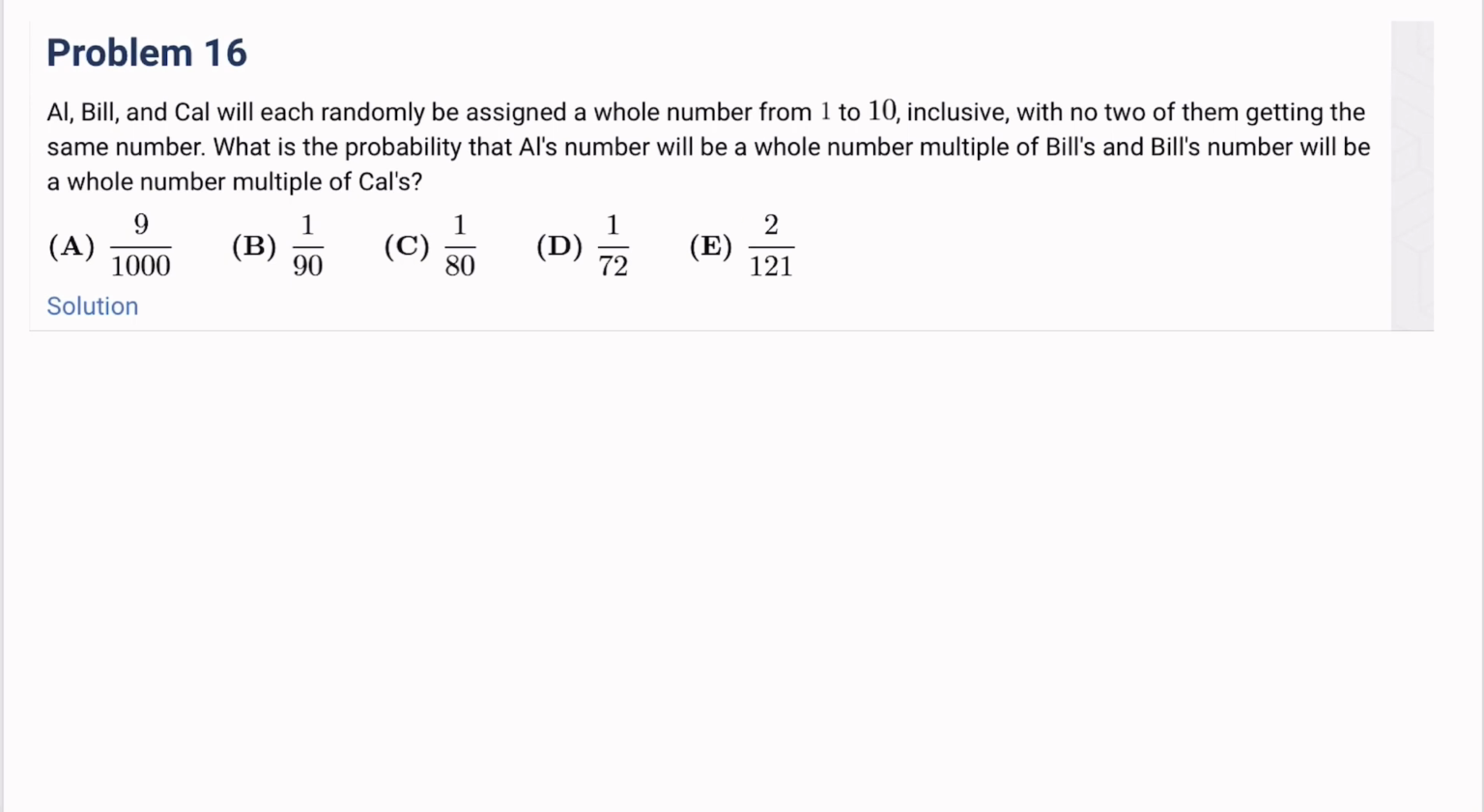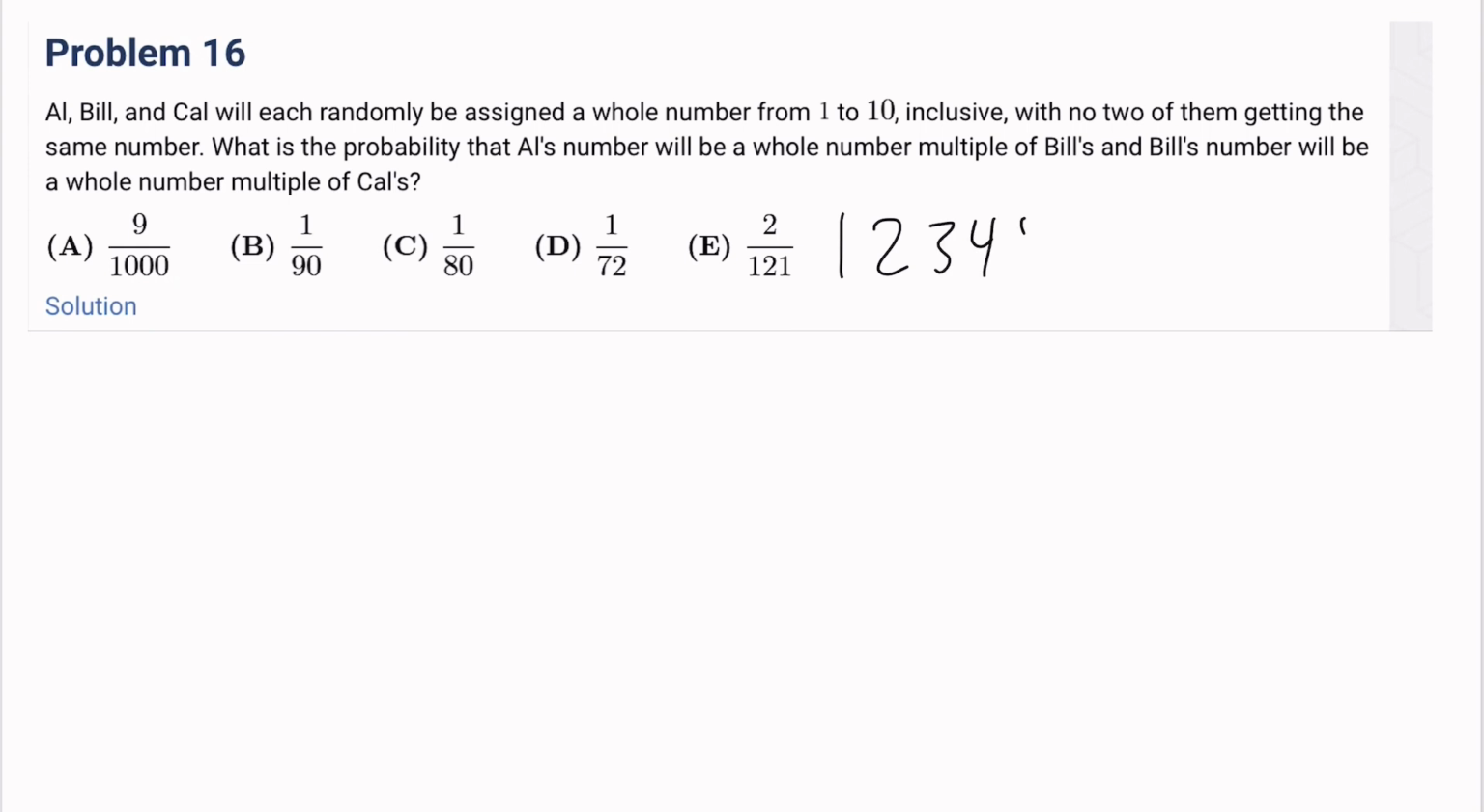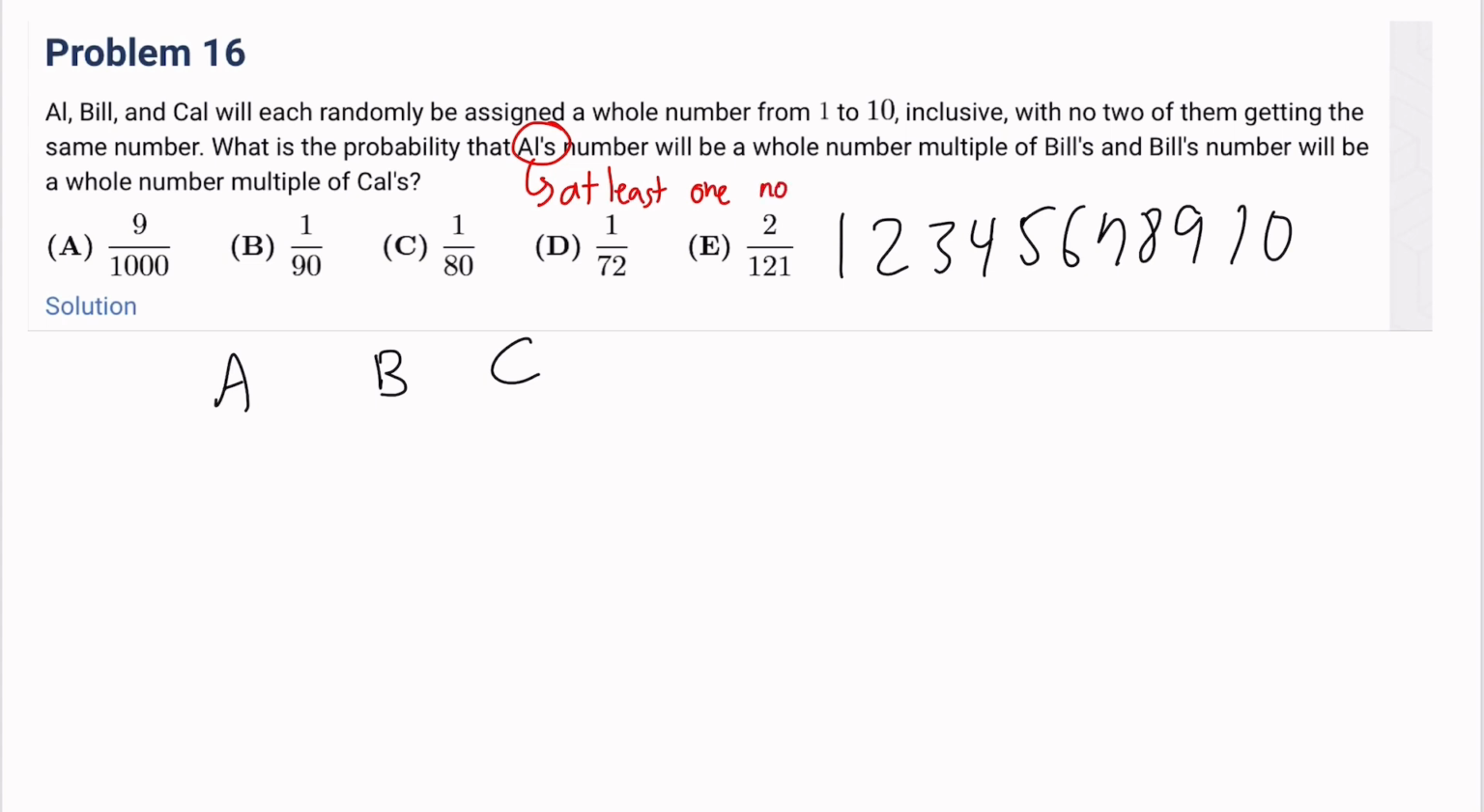Okay, so we have 1, 2, 3, 4, 5, 6, 7, 8, 9, 10, and we have Al, Bill, and Cal, right? And no two of them get the same number, and since Al's number has to be a whole number multiple of Bill's and Bill's number also has to be a whole number multiple, then we see that Al's number needs at least one non-one factor, right?